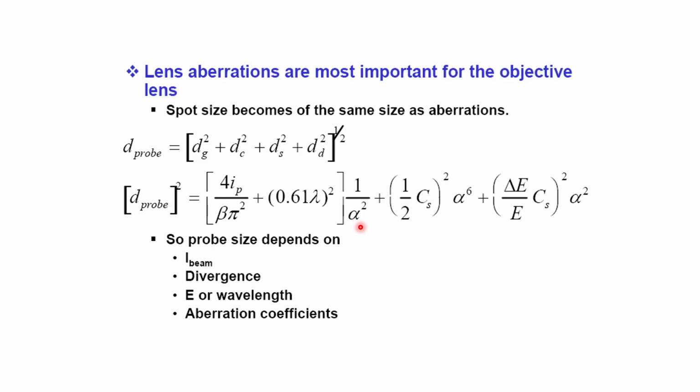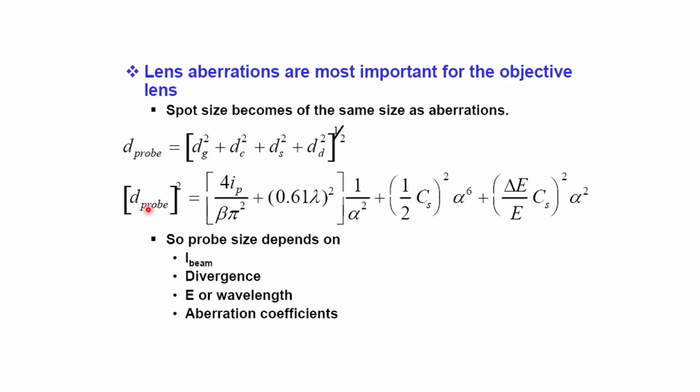This one will be diffraction, and this one is the spherical aberration, which is given by 1 by 2 CS alpha cube. So we have squared the whole term. Then we had the chromatic aberration, which was given by delta E by E CS into alpha.